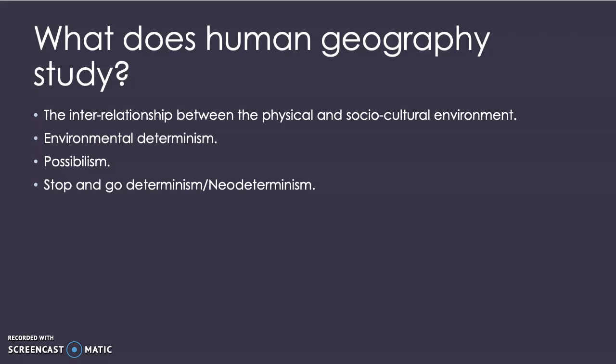So in case of environmental determinism, environment becomes an active agent while influencing the settlement, the livelihoods, the way of life of a human being.